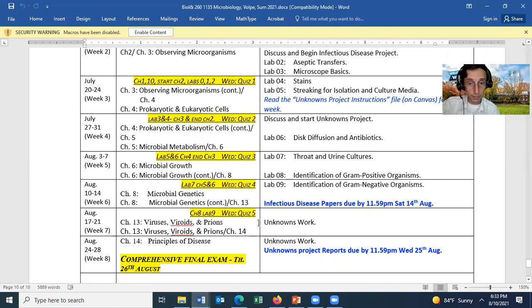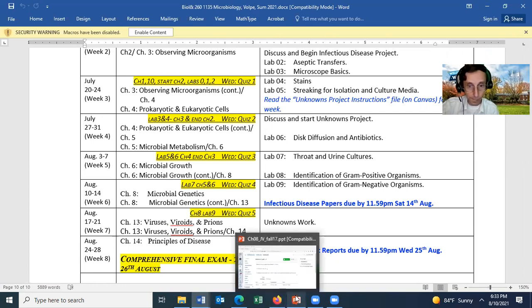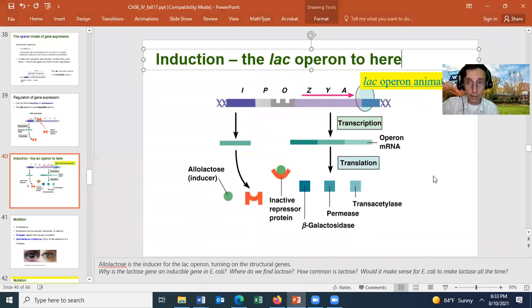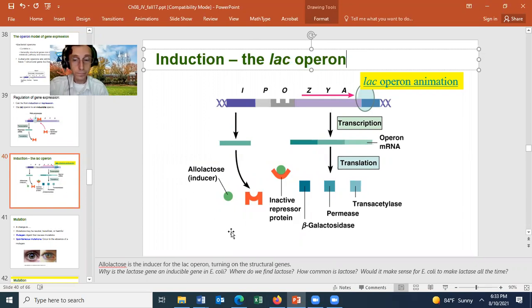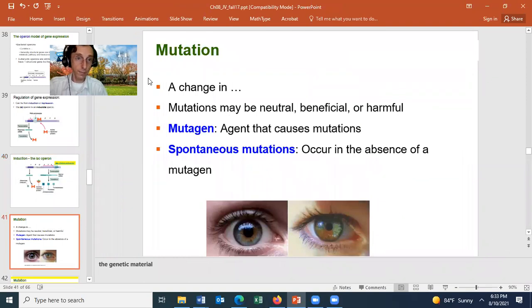All right, let's begin chapter 8. So we had talked about the lac operon, and this is an inducible system that bacteria have, particularly E. coli, for controlling the expression of genes. Any question about the lac operon or gene control? Not hearing anything, so I'm going to move forward.